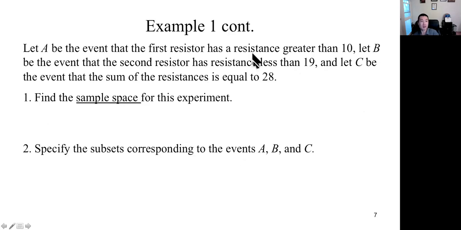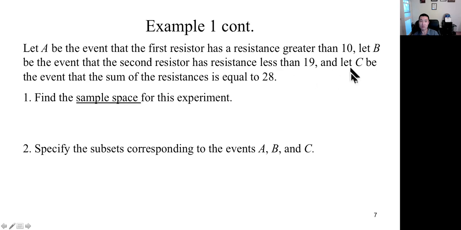Then let's look at, say, let's define A as the event that the first resistor has resistance greater than 10, and event B as the event that the second resistor has resistance less than 19.